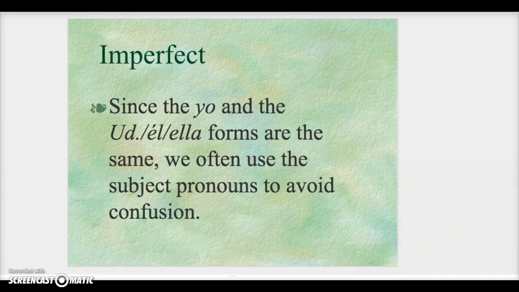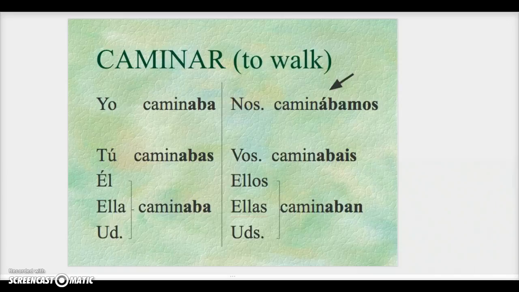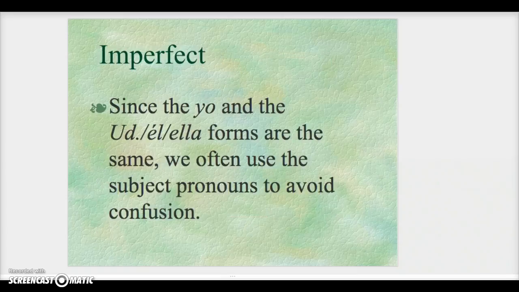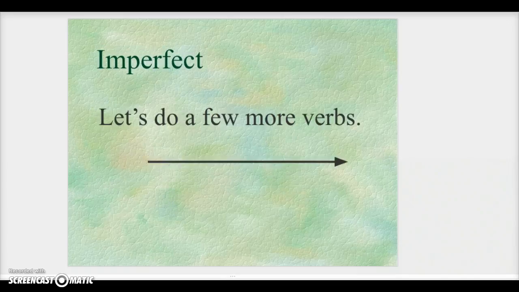Okay, and one other thing too, before I continue: the yo form and the usted, él, ella form, we'll go back to show you that. We have yo caminaba, usted caminaba. In order to avoid confusion, like it says here, we are going to use the subject pronouns. So we could use yo caminaba, but we might say Roberto caminaba, to avoid confusion. All right, so let's do a couple more here.